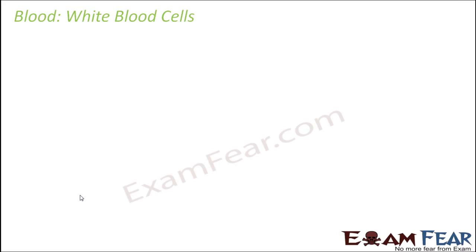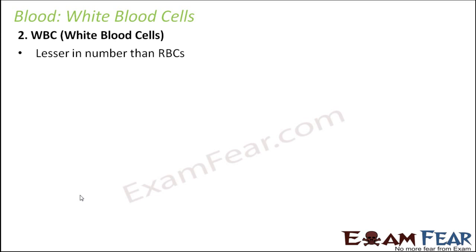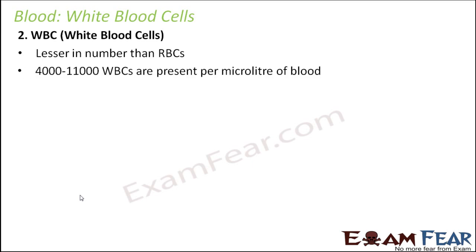Now the next component of blood is the WBC, that is the white blood cells. Now, WBCs are lesser in number when compared to the red blood cells. As I said, red blood cells were very abundant. So here, if you look at their count, there are around 4,000 to 11,000 WBCs present per microliter of blood. If you compare it with the red blood cells, they were present in millions, and now here it is in thousands. So there is a huge difference. That means they are quite less in number when you compare them to RBCs.